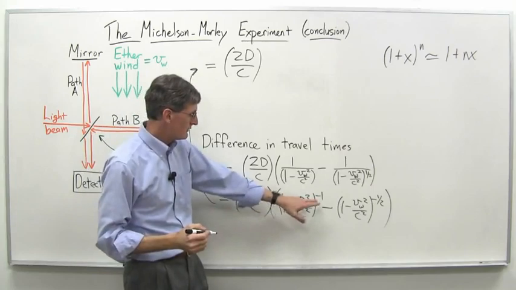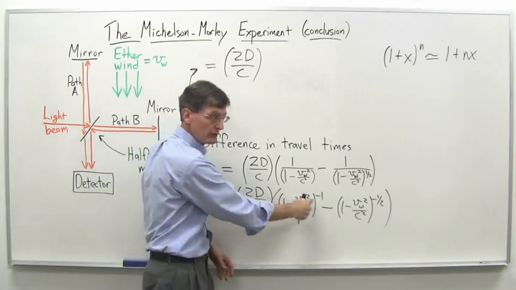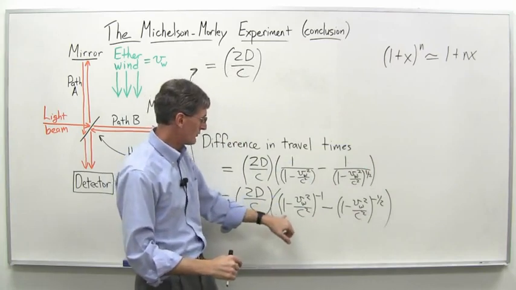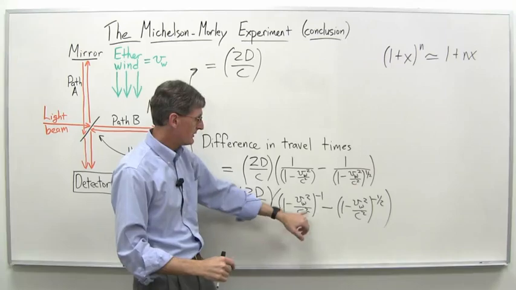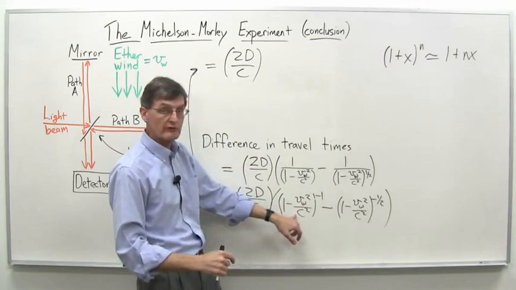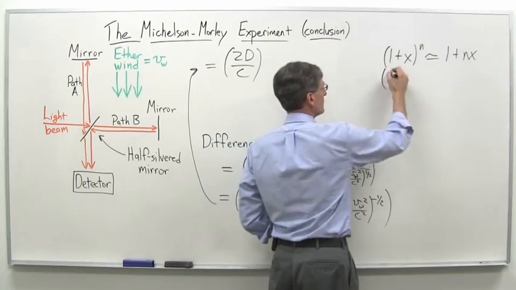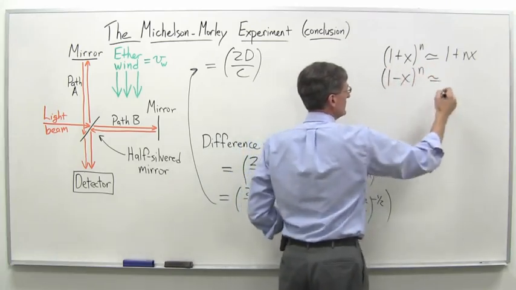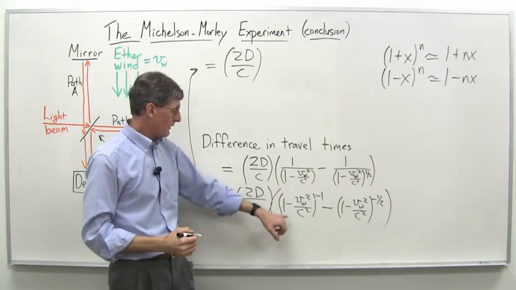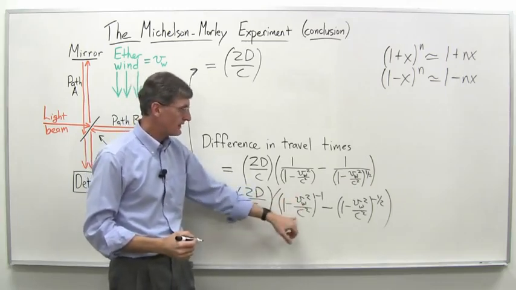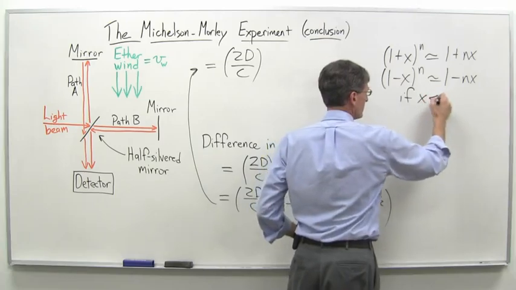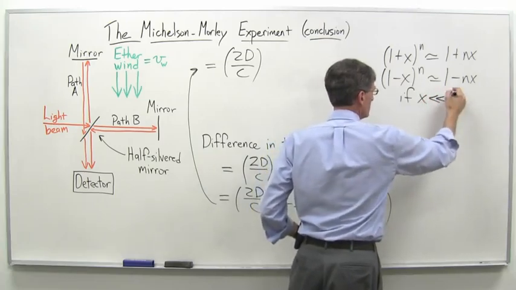Essentially, x in this case is vw squared over c squared. And if I have a minus sign here, this just becomes a minus there, so either way works. I've got 1 minus something to the negative 1 power, so in this case n is negative 1, x is vw squared over c squared, and then just a minus sign instead. So I can do this: 1 minus x to the n is approximately equal to 1 minus nx, where n can be positive or negative. So, is this thing much less than 1? This only works, just to remind you, if x is much less than 1.